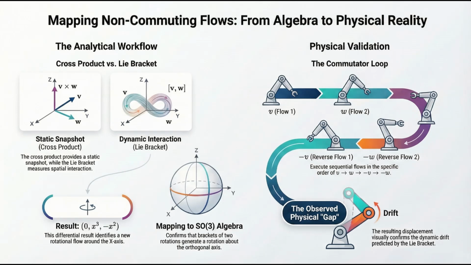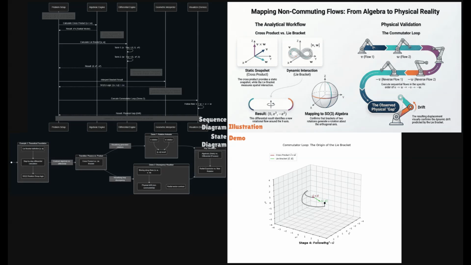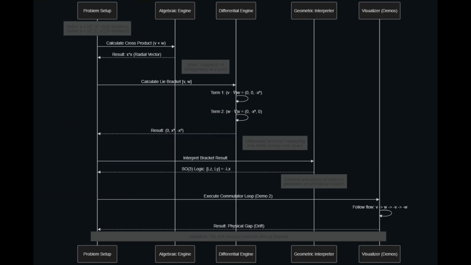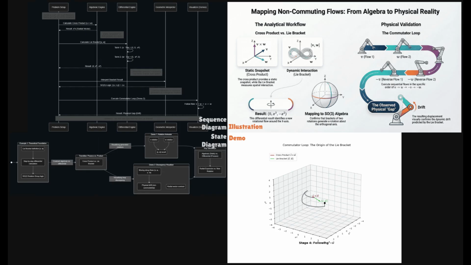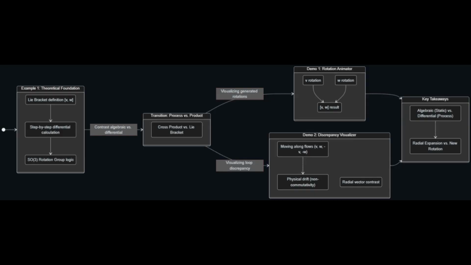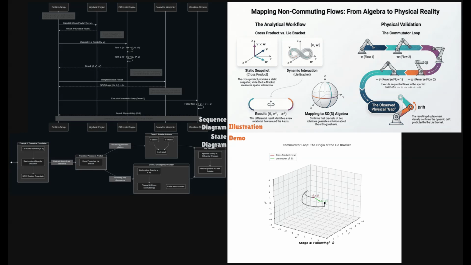Visualizing the discrepancy, the narrative then shifts from looking at individual points to observing a physical process. Through a specialized visualizer, the viewer observes a particle moving in a loop. In a simple flat environment, this loop would close perfectly. However, the diagram illustrates that in rotational systems, a physical gap or drift is created.